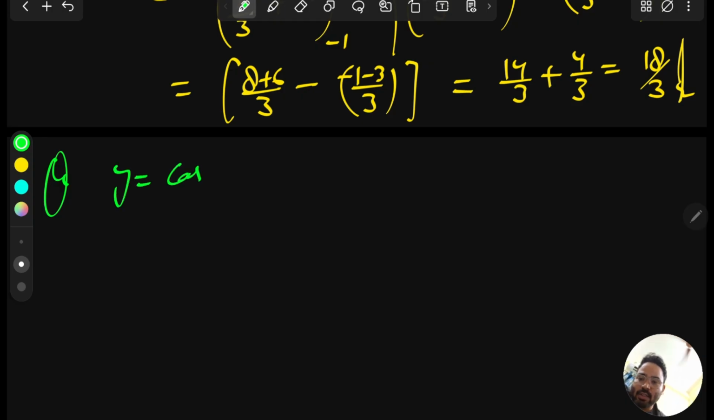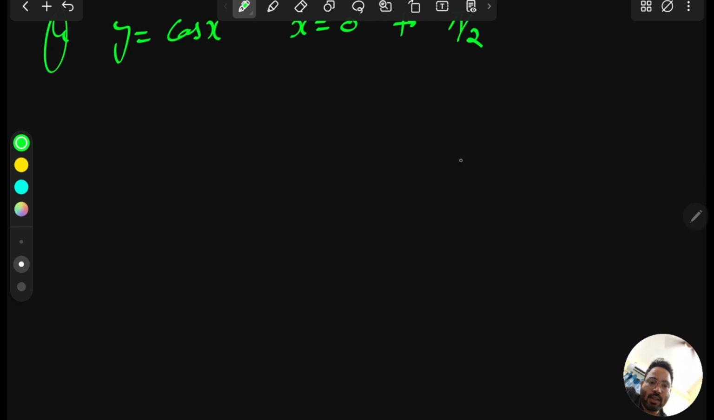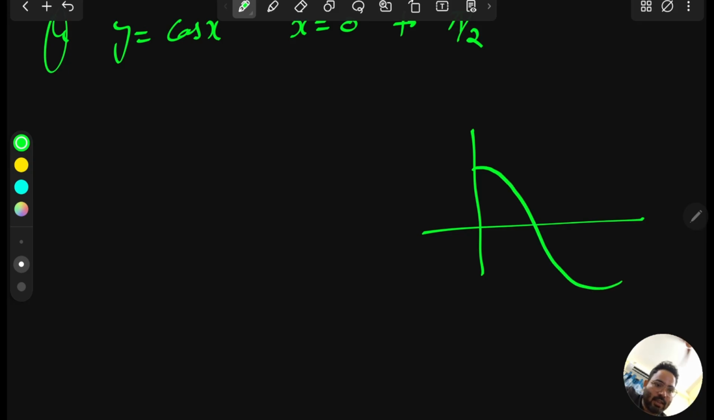Our y equals cos x, and from x equal to 0 to pi by 2, we have to find out the area under the curve above the x-axis. The cos x graph we already know. Cos x graph is like this. At 0 the value of cos is 1, and cos pi by 2 is 0. So we have to find out this area.